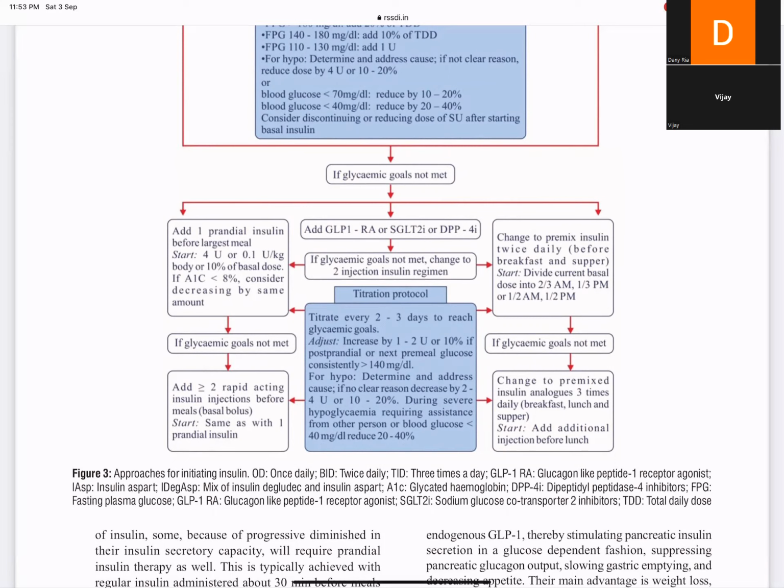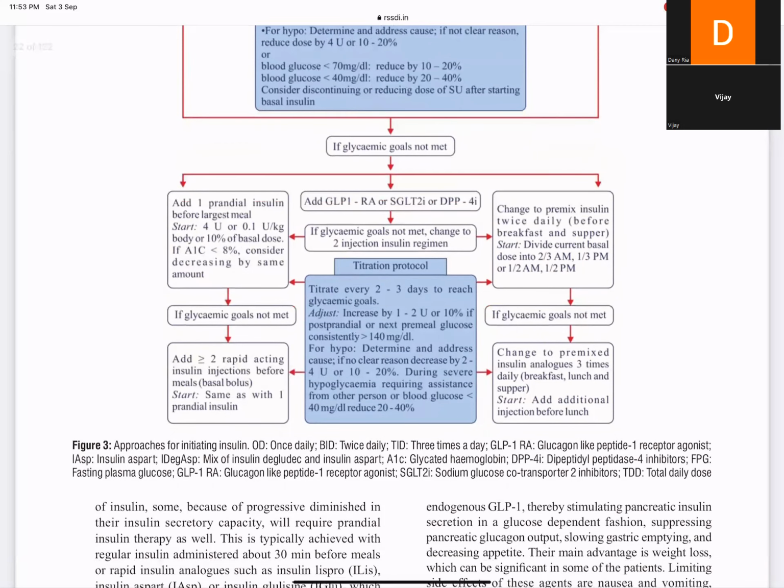This is one method. Now come to the middle. Add a GLP-1 receptor agonist or SGLT2 inhibitor or DPP-4 inhibitor. I told you, adding some drugs like that. Come to the rightmost side. Suppose basal insulin alone is not enough. Again, one of the possible ways is premix insulin. Remember, premix insulin can be used as an initiation regimen also. It can be used as an intensification regimen also.